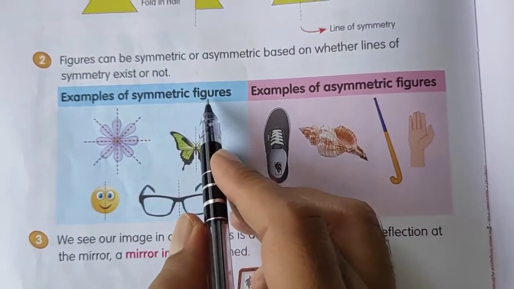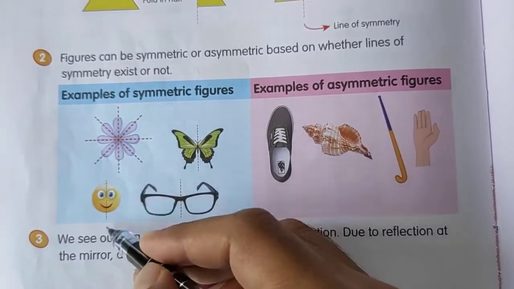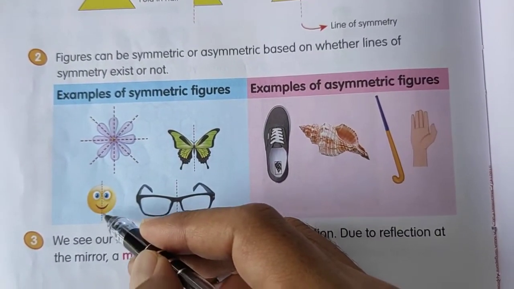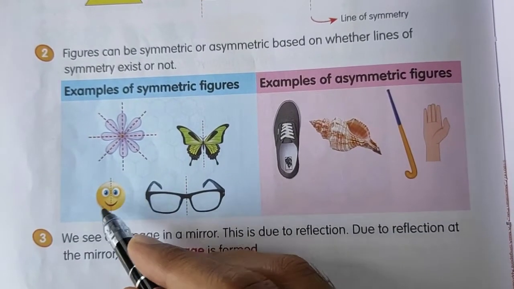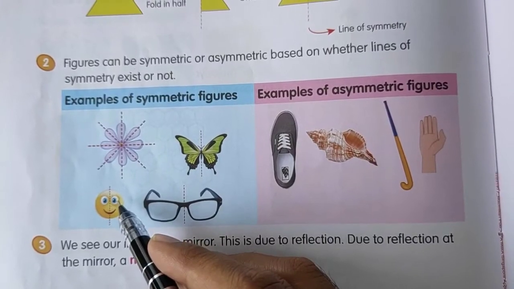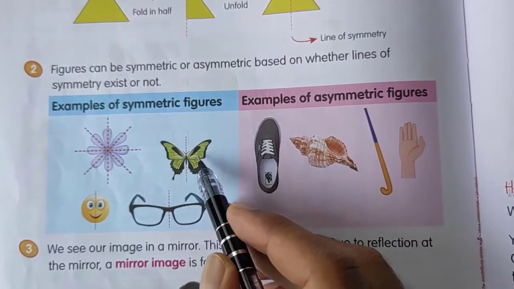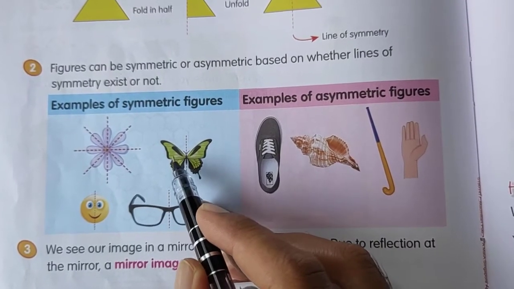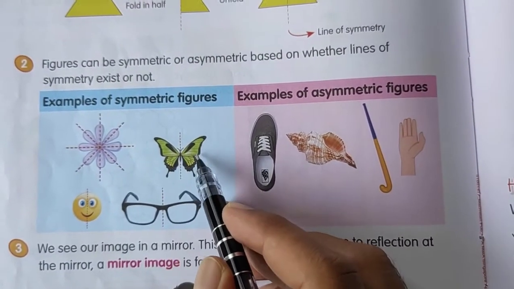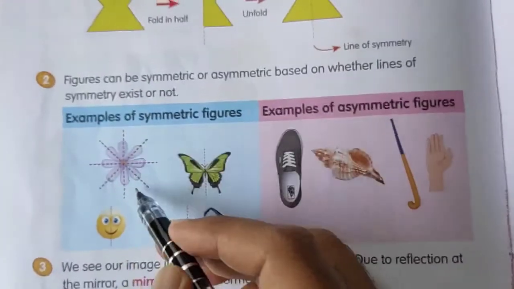Some examples of symmetrical figures means these figures where we can draw a line of symmetry, where one part we can fold over the other part, and they become exactly the same. See here also, a butterfly. Let us consider I fold this left hand side part, so it will exactly match with the right hand side part. And here, if you see, more lines are there.